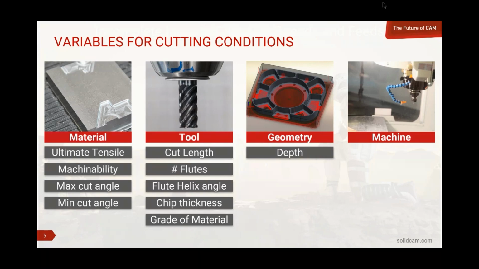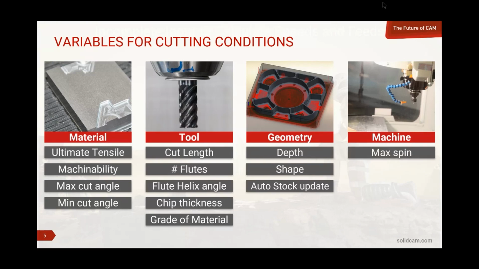With the geometry, we're looking at not only the shape of the geometry, but the depth of the geometry also. We do the updated stock that I was talking about. That gives us the ability to optimize and reduce very dramatically or even eliminate any unwanted air cutting. Then we also take into account the machine kinematics. Now with the machine kinematics, we're looking at things like the maximum spin of the spindle, the maximum feed rate that the machine can drive on contour, okay?